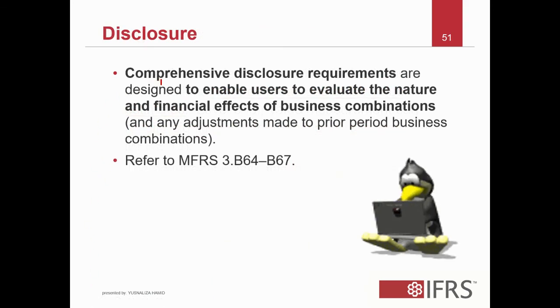In terms of disclosure, this MFRS has a very comprehensive disclosure requirement, because the intention is to let users have a better evaluation about the nature and financial effects of this important business combination. For more details, go and refer to MFRS 3, the appendix, which is an integral part of the MFRS, appendix B64 to B67.